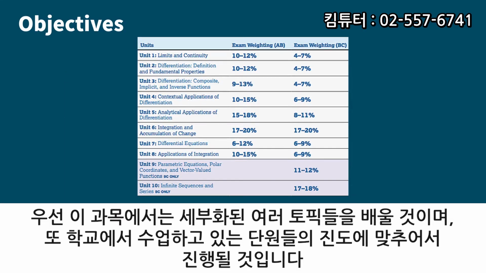In this Calculus AB course, we will be covering over 8 units, inclusive of limits and continuity, differentiation, the definitions and fundamental properties, as well as implicit and inverse functions, contextual applications of differentiation, analytical applications, integration and accumulation of change, differential equations, applications of integration, and many more.